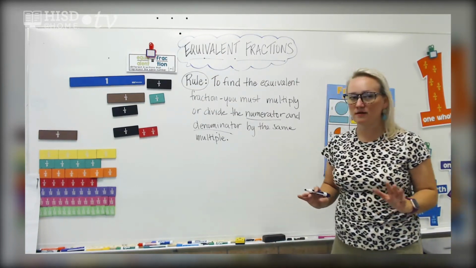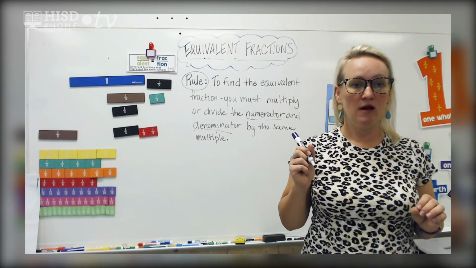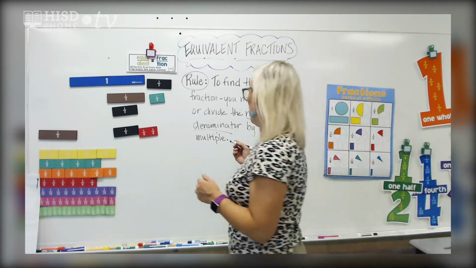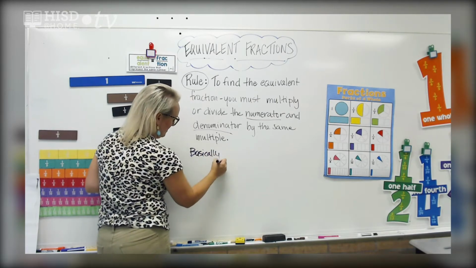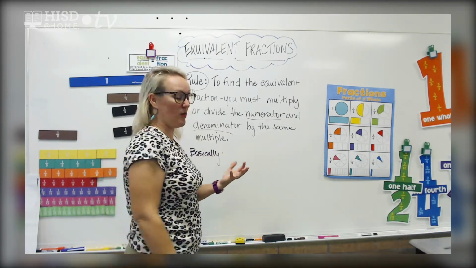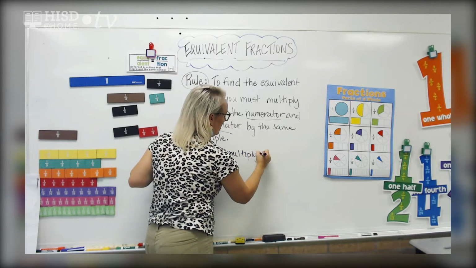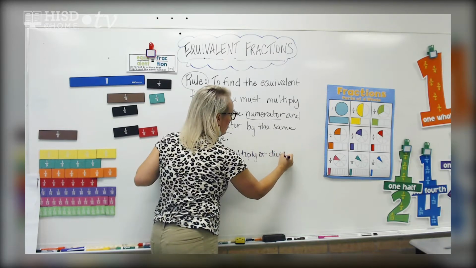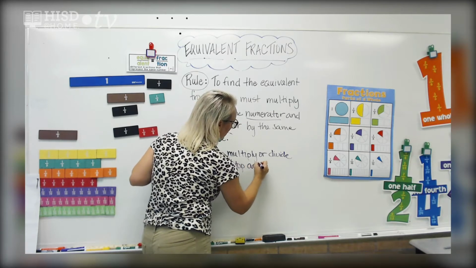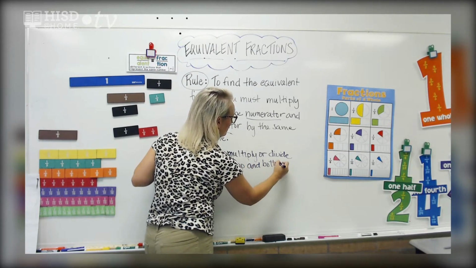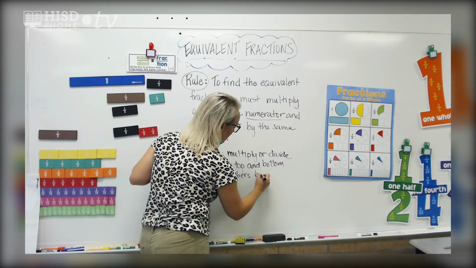So write this down. Go ahead and pause this video if you need to take a moment to write that down. That rule is very important. Let me write this down as well. So I like to say basically, which means in an easier way, multiply or divide the top and bottom numbers by the same thing.